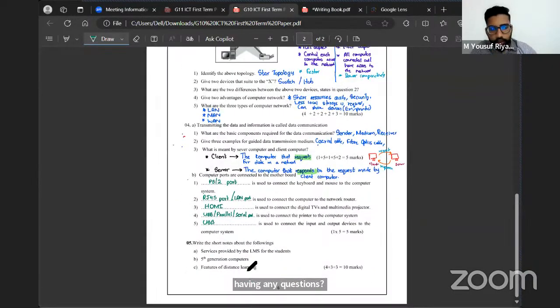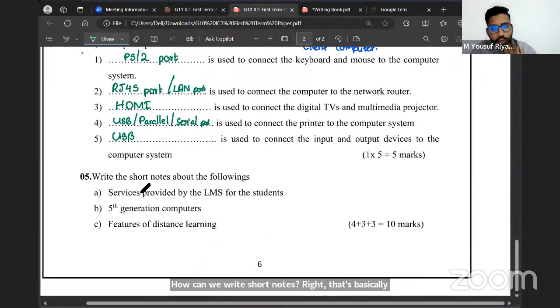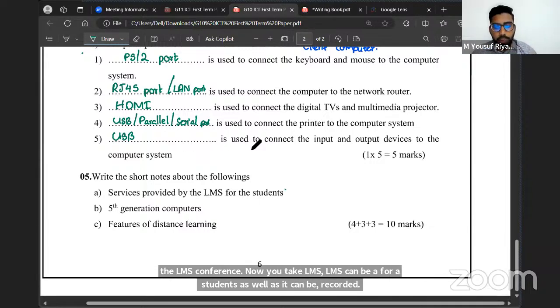How can we write the short notes? Right, that's basically you can just write it randomly. For example, here they're talking about the services provided by the LMS for students. An LMS can benefit your students as well as the teachers. So you talk about how an LMS can benefit the students.